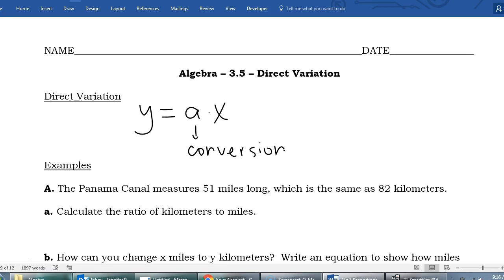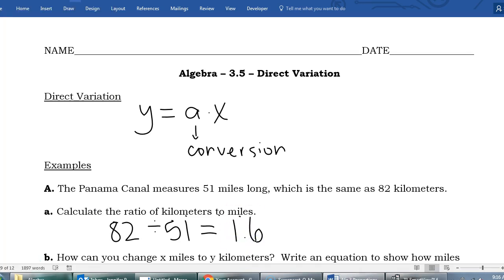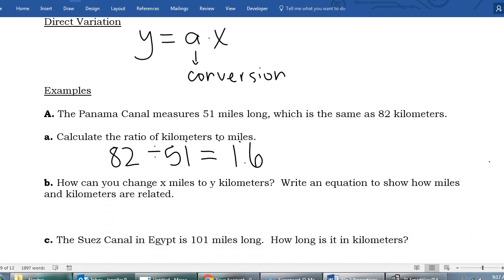So let's look at this first example. It says the Panama Canal measures 51 miles long, which is the same as 82 kilometers. So we're going to calculate the ratio of kilometers to miles. So this is telling us the order to divide. Kilometers divided by miles. I have 82 km divided by 51 miles. That is approximately 1.6. So we're going to use 1.6 in our equation to change kilometers and miles without having to set up and solve a proportion every single time.